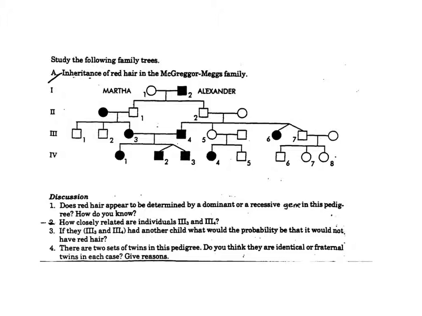If we're going to put, say, capital R equals non-red and little r equals red. Alright, that means these two people here both have to be carriers. Big R, little r, big R, little r, because this child is going to be little r, this child will be little r. Okay? Because you have to have a genotype of two little r's to have red hair.